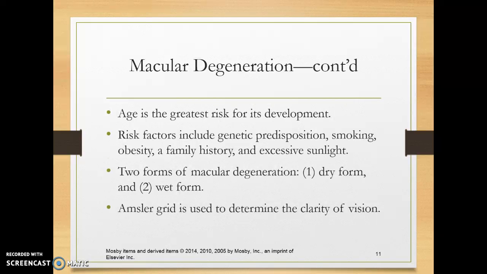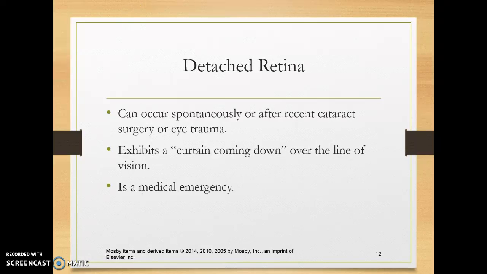So age is your greatest risk for that. And then you have other risk factors listed here for you. There are 2 forms. And then the Amsler grid is used to determine the clarity of vision. So you can look up Amsler grids so you're aware of what that is, but it's good for you to do some research on that as well.